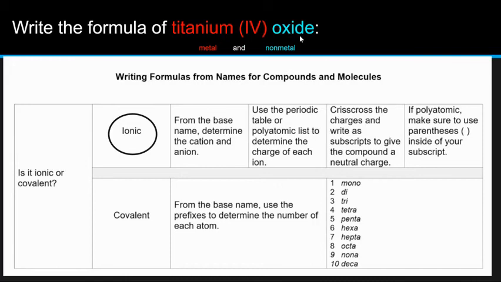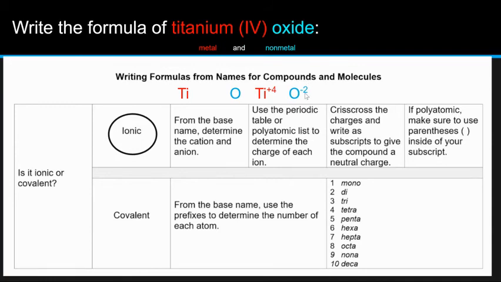From the base name, we need to determine our cation and anion. Titanium symbol is Ti, oxide is oxygen, just O. And now we'll need to determine the ionic charges. What does this Roman numeral symbolize? What charge is capital I, capital V? If you check the backside of your periodic table, you should see that that signifies a +4 charge. Oxygen always has a -2 charge.